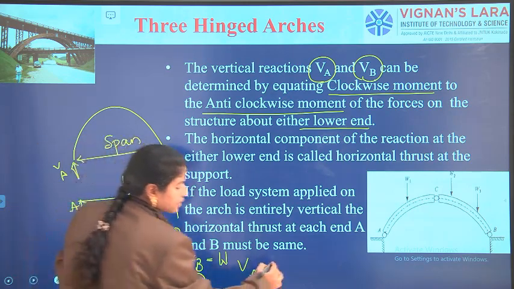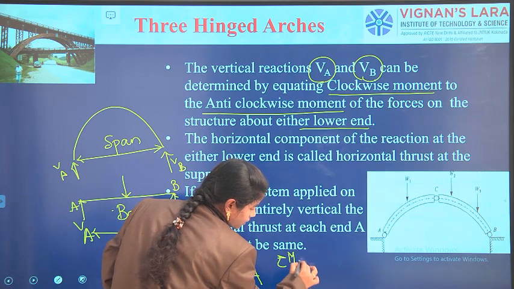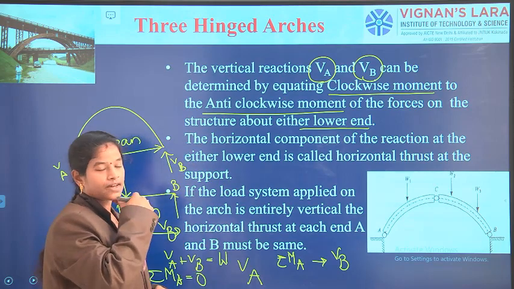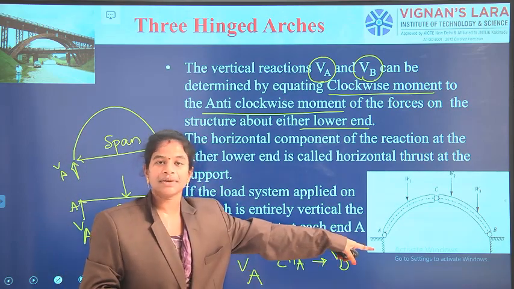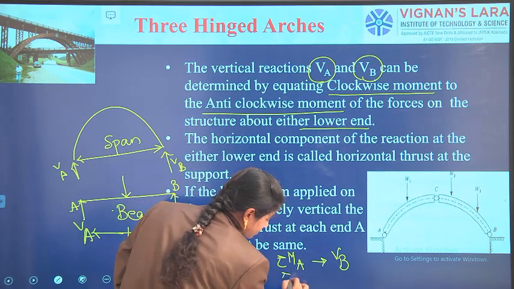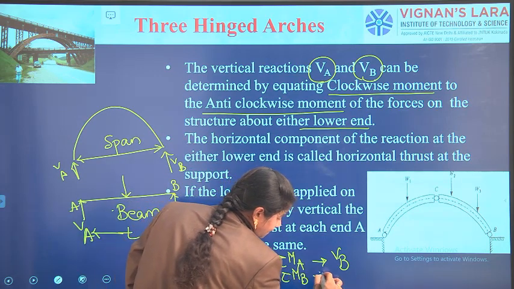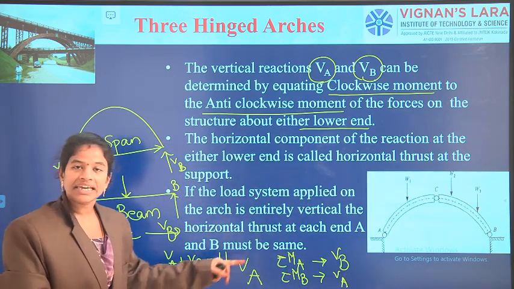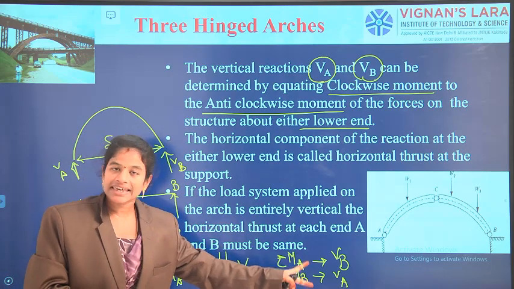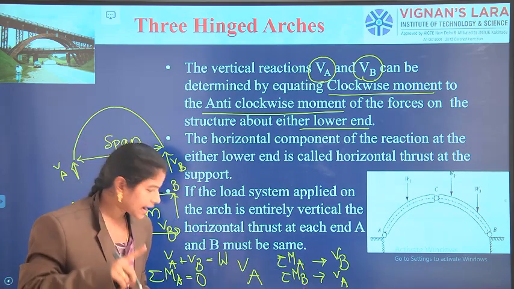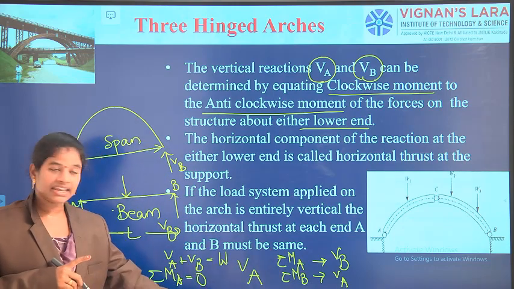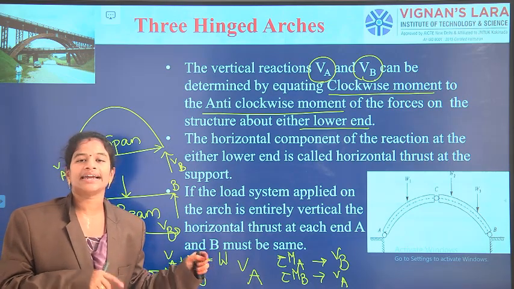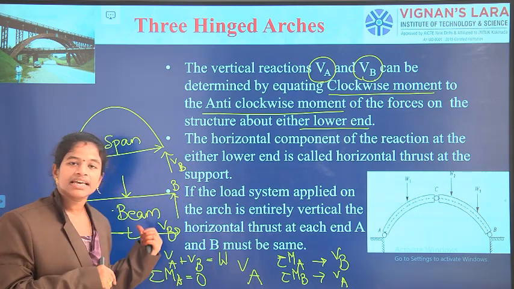What will it give? Sigma MA will give the output of VB, because in the equation itself I am having VB only; the final answer will be in VB. And if I am taking sigma MB, VA will be generated. So in this way I can get any one reaction, and using the next condition we can get another reaction. So these two equations are helping us calculate vertical support reactions in a simply supported beam.